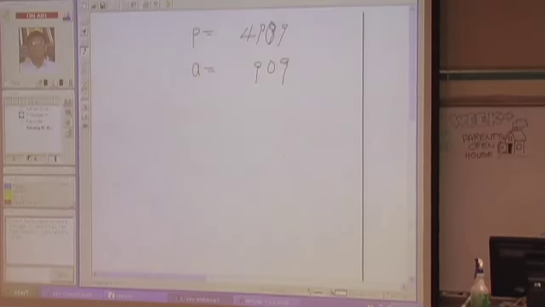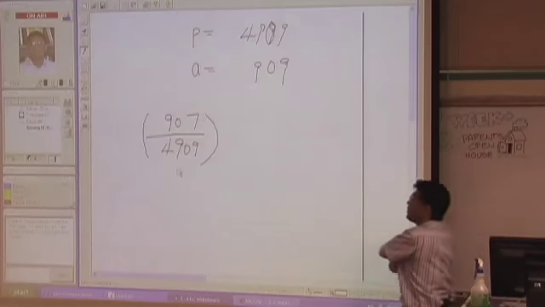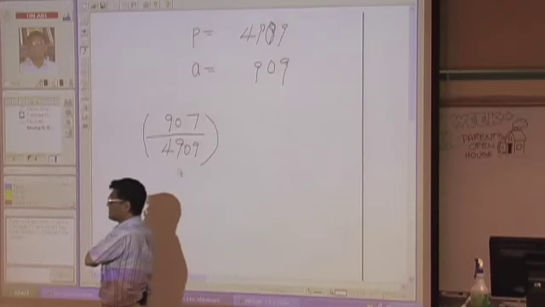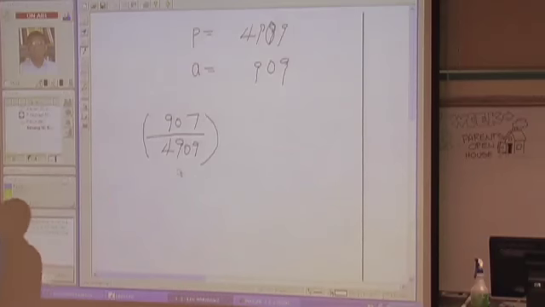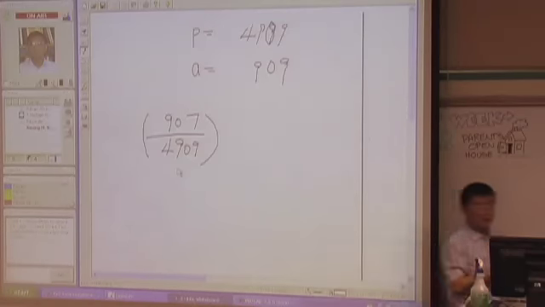Question is: 907 over 4909. This is the question, and these are primes. With this form, you may say 1 over minus 1, but the best point that you can get out of 20 points is like 1, even if it is correct. But you need to explain why this is so.